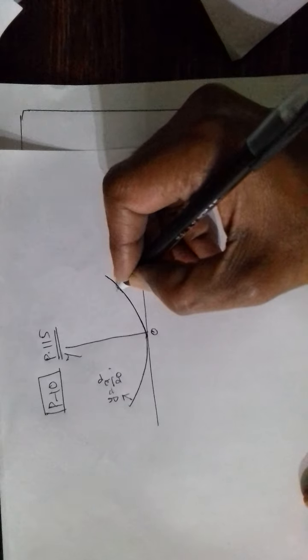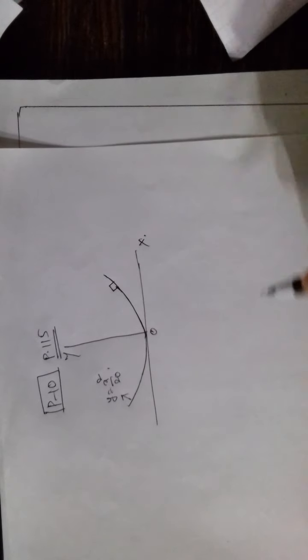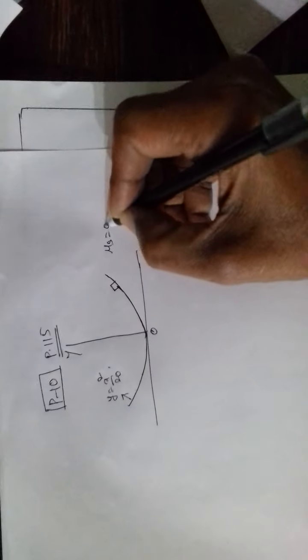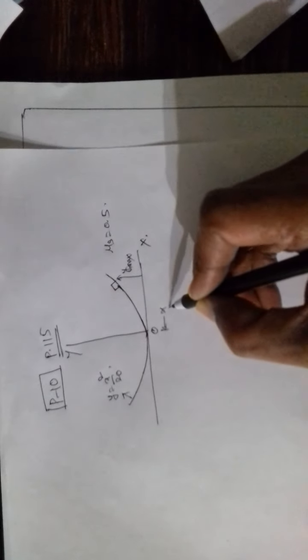X-axis, y-axis. Its equation is y is equal to x square by 20. Now a block is placed here. Okay. Mu s is given. This is the maximum height, and this will be the corresponding x maximum.